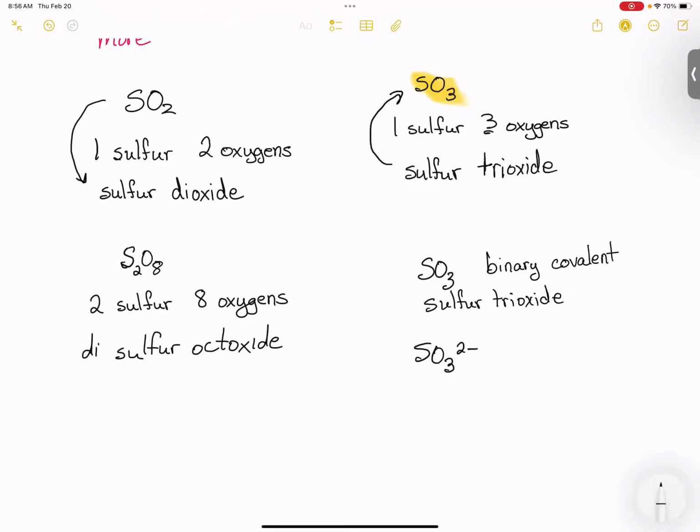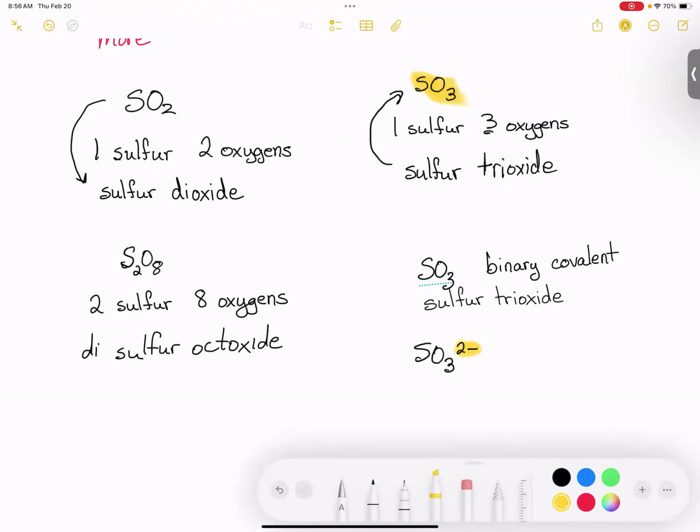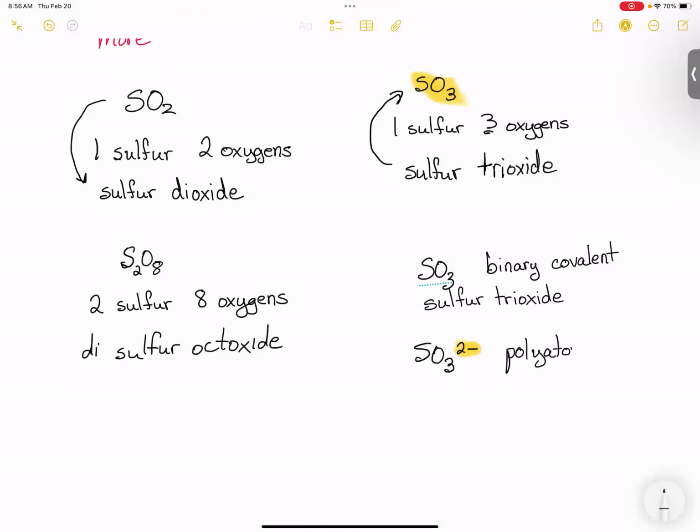This, because of the charge, is a polyatomic ion. Of sulfite. They are different. The first one you would see by just like I've written it, sulfur trioxide, SO3. The second one you're going to see in an ionic compound, which means there better be a metal or ammonium also.